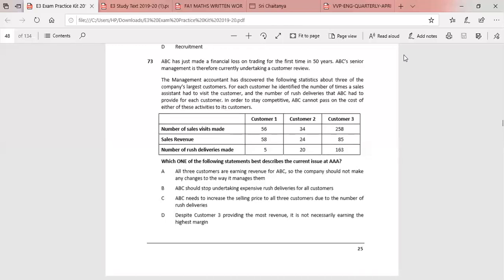B and D are similar. ABC should stop undertaking expensive rush deliveries for all customers. That is a generic statement, no? I mean that the answer is right. ABC should stop undertaking expensive rush deliveries for all the customers.